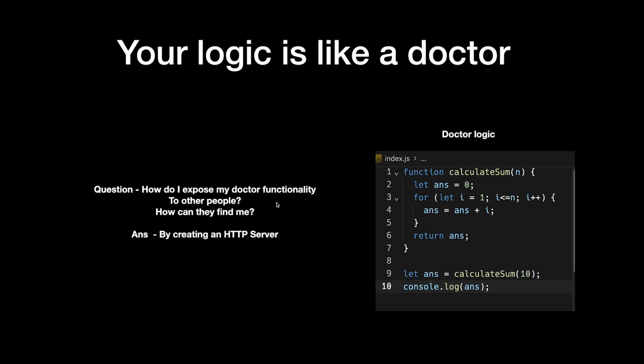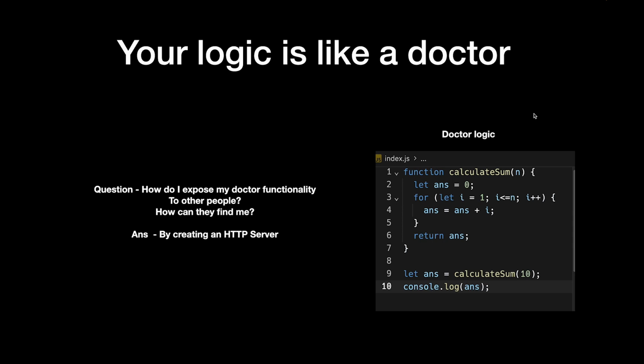How do I expose my doctor functionality though to other people? How can they find me? If this is my sort of logic, how can I expose this logic to the world? How can I let people all around the world access this function of mine? You could say, Harkirat, I will just send them this code. I will say, run this code in your machine and you're sorted. You have my code. But that's not good, right?